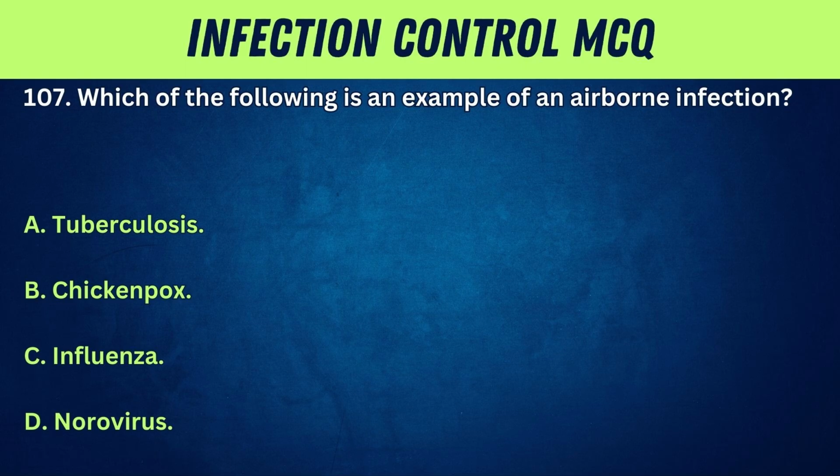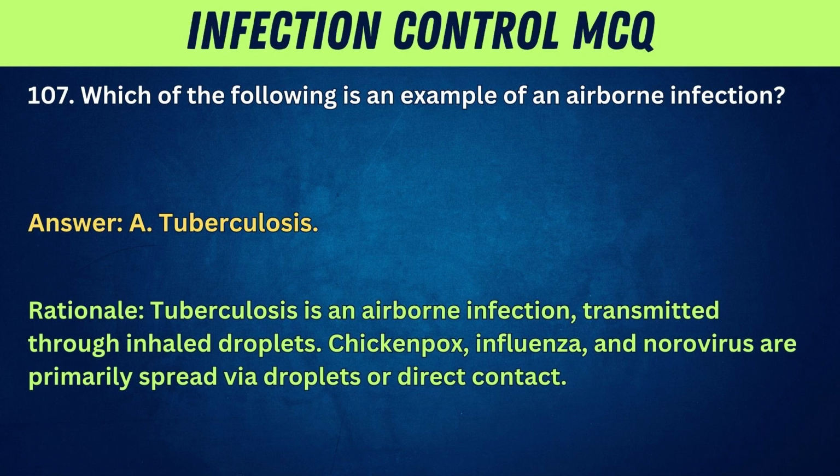107. Which of the following is an example of an airborne infection? A. Tuberculosis. B. Chickenpox. C. Influenza. D. Norovirus. Answer: A. Tuberculosis. Rationale: tuberculosis is an airborne infection transmitted through inhaled droplets. Chickenpox, influenza, and norovirus are primarily spread via droplets or direct contact.